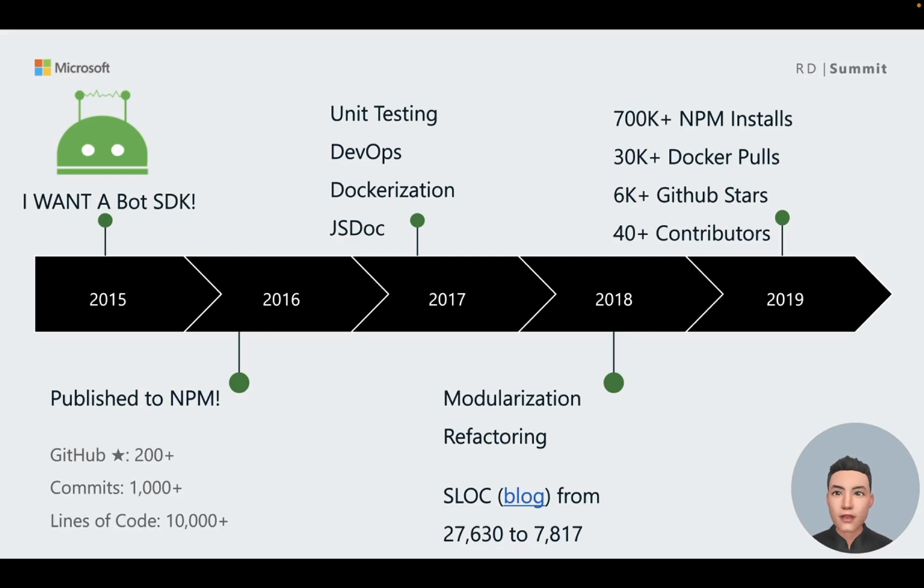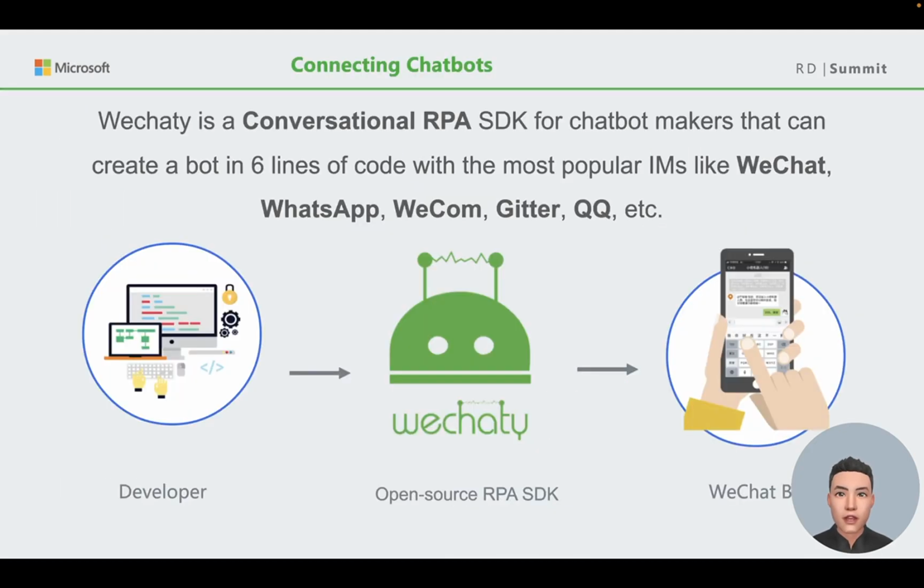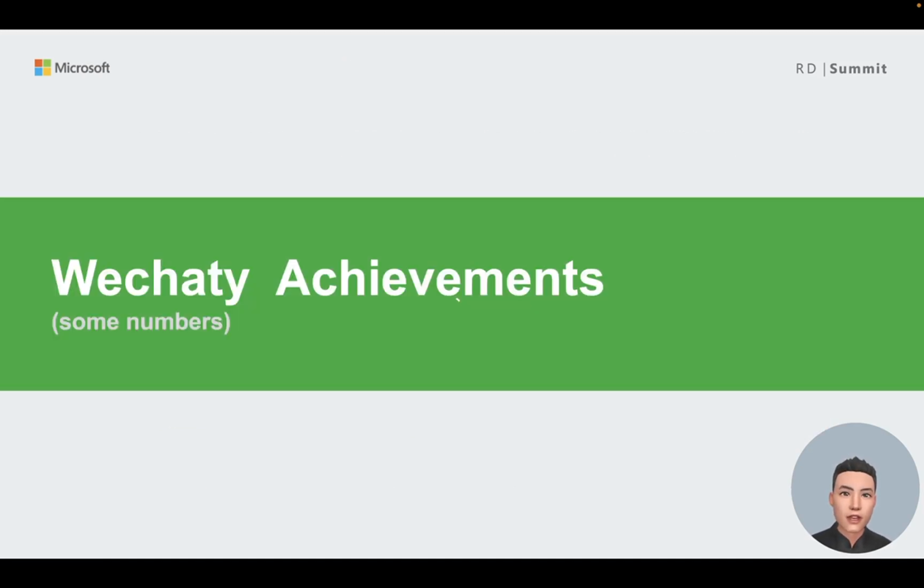We added more unit testing, enabled DevOps, supported Docker, and finished refactoring a lot of the code base. Today, Wechaty has become the most easy-to-use conversational RPA SDK for chatbot builders. The developers who want to build a chatbot, today they can use Wechaty to very easily control the WeChat account or WhatsApp account, WeCom account, QQ account, etc. With 6 lines of the code, they are very easy to use.